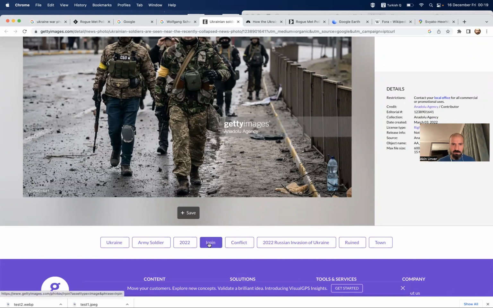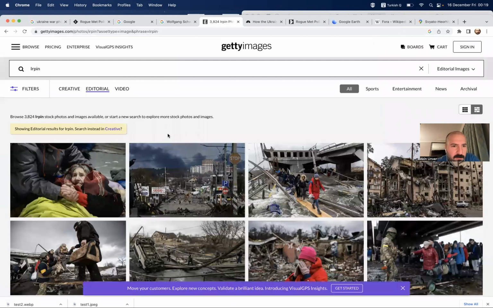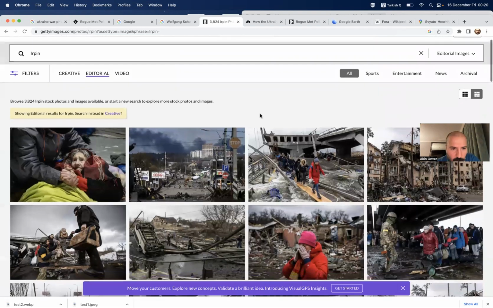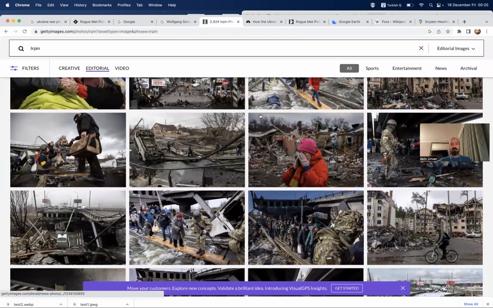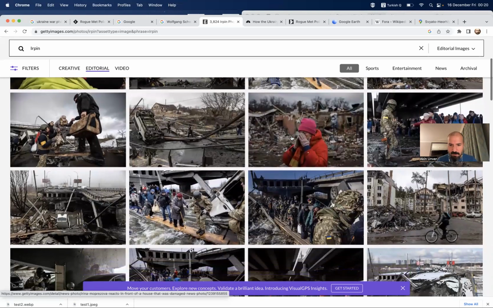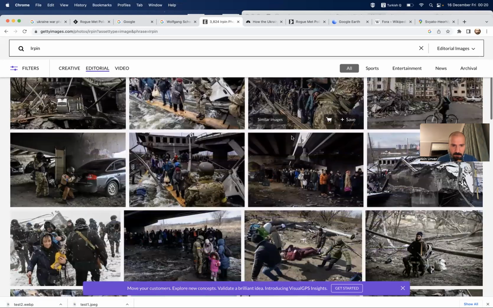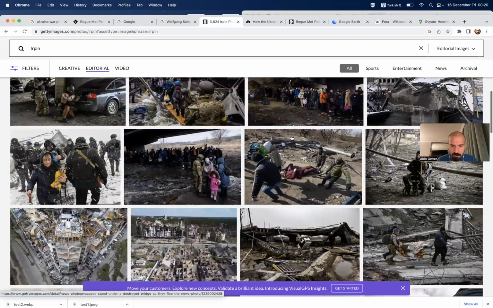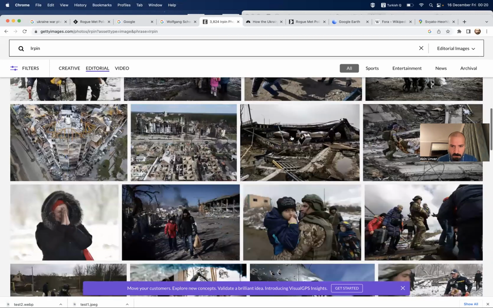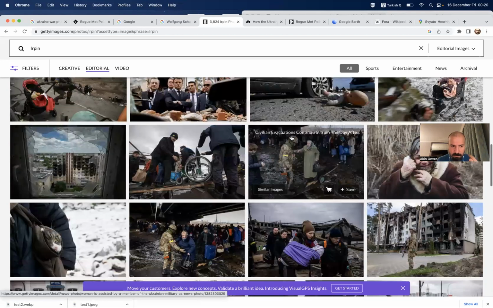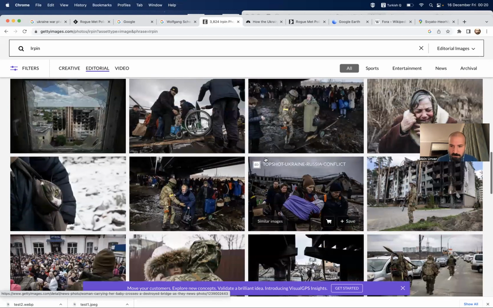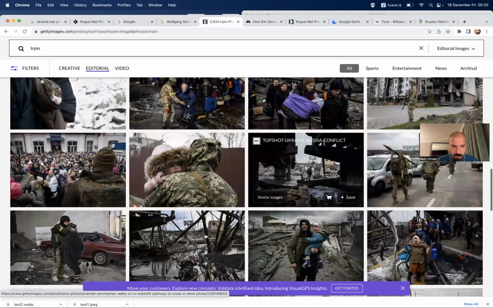So the first tag I want is Irpin again. And I'm seeing a lot of Irpin war images. And I'm trying to find similar images that may or may not be a match for the kind of image that I'm after. And I'm being careful here. There's a lot of destruction, of course. A lot of sad photos as well. But I'm trying to, oh, look at the cat. It's cute. Oh, but also unfortunate. So the bridge is destroyed.